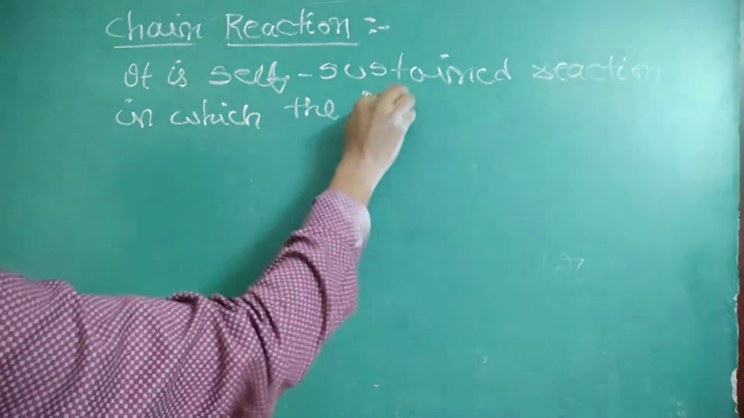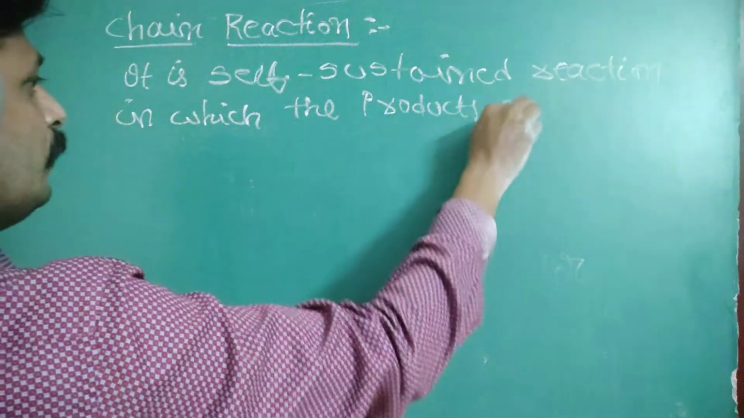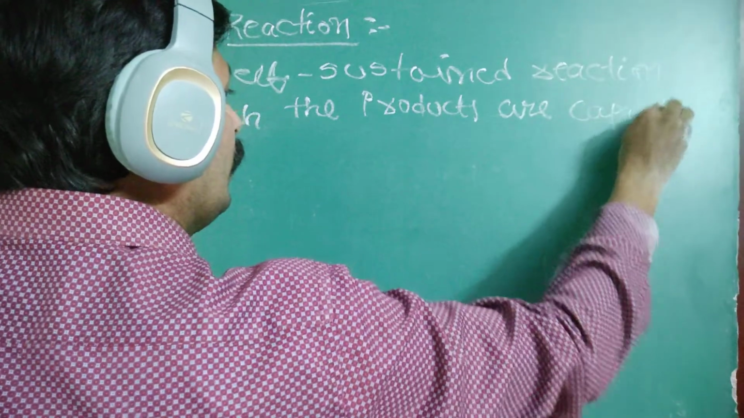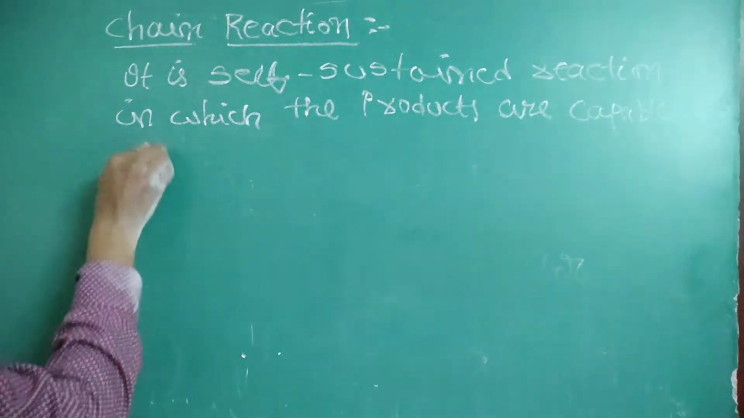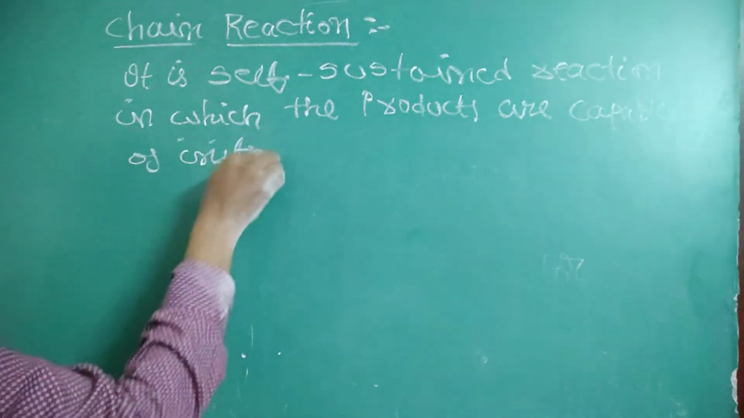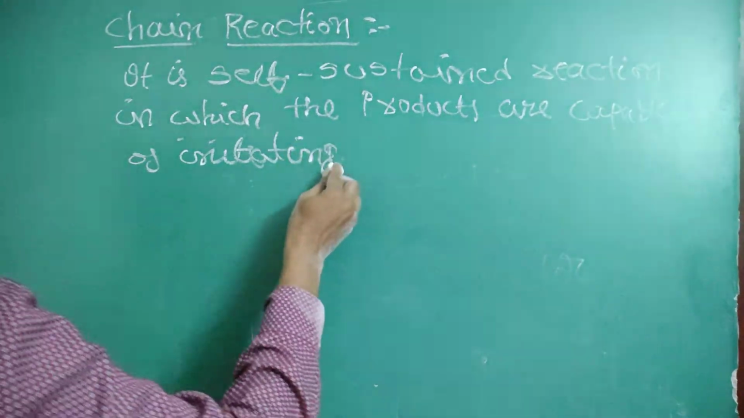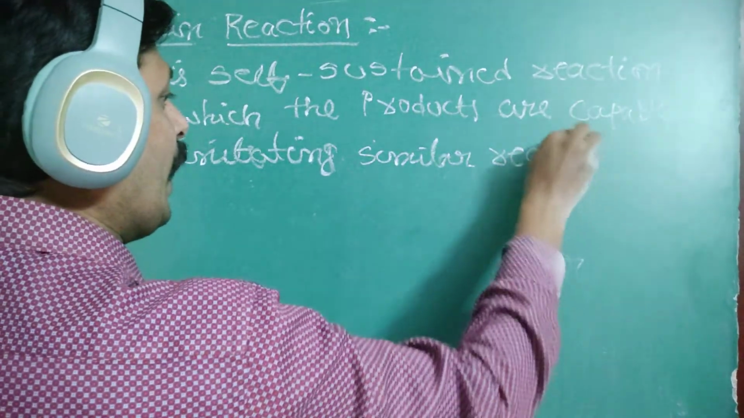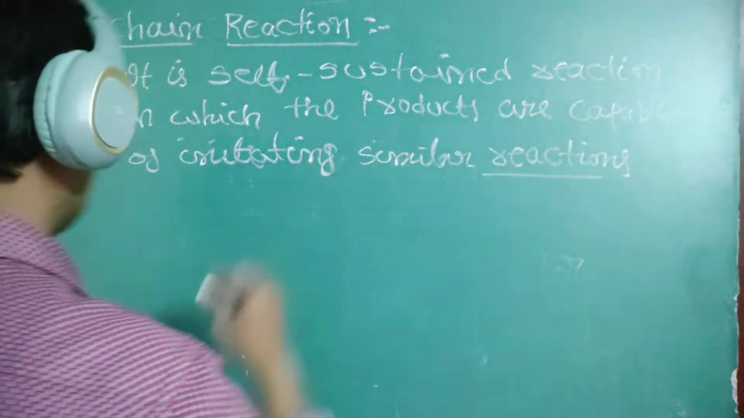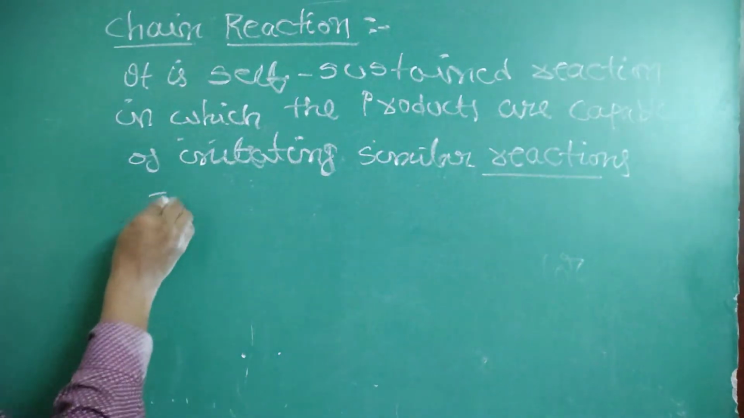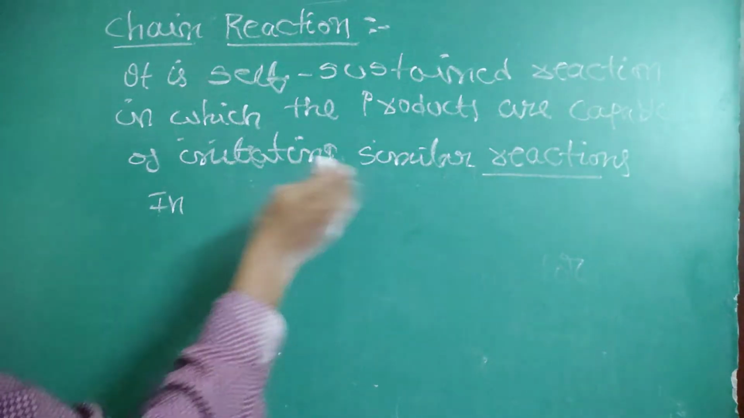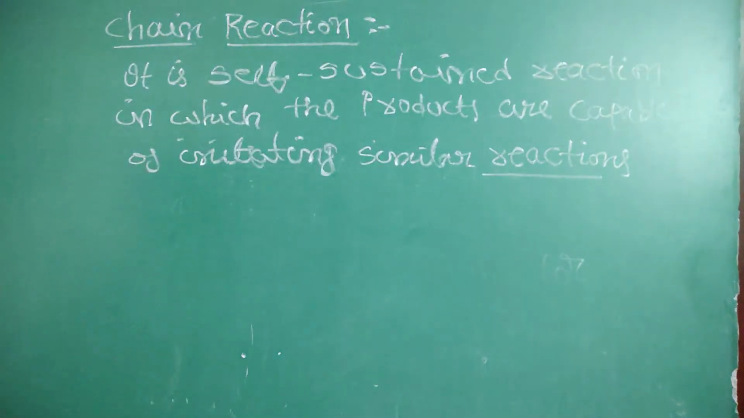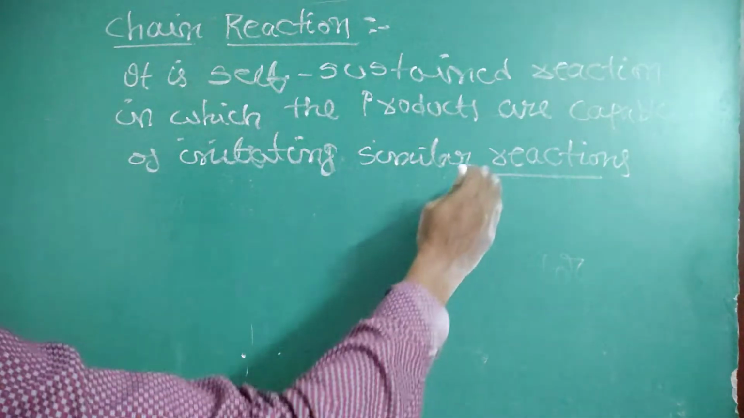the products are capable of initiating similar reactions. In this process, this is called similar reactions. Two more points are there, then I will conclude the definition of the chain reaction. Those two terms are very, very important concerning this.